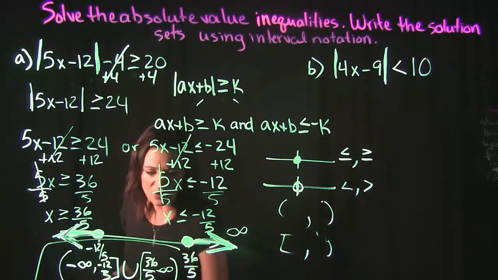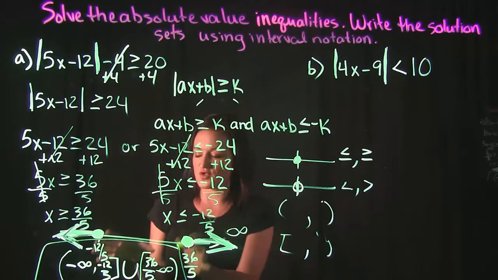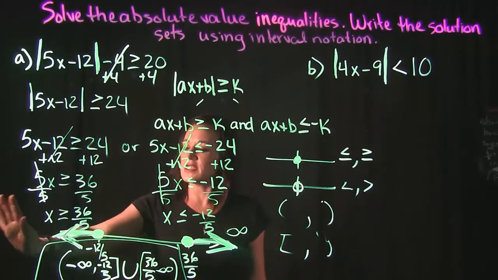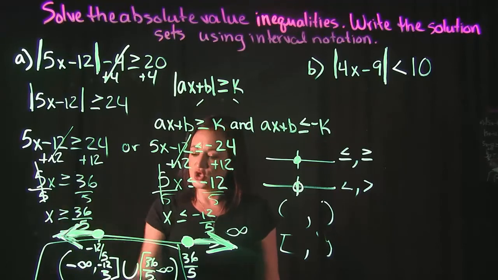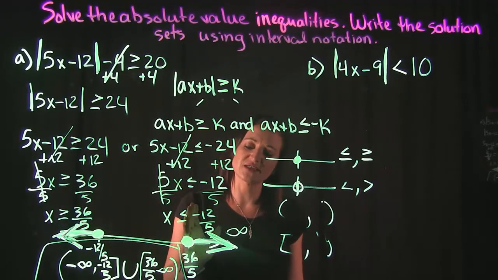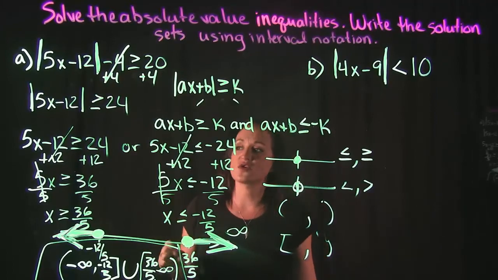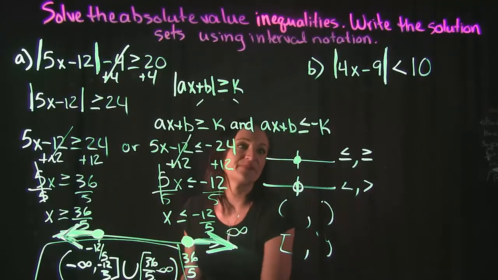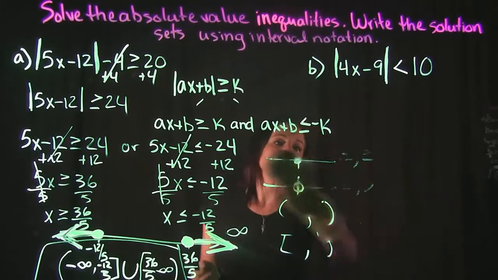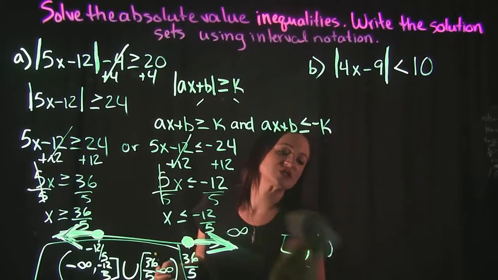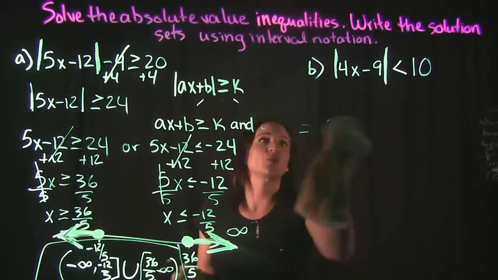So this right here is my interval notation for the problem. Negative infinity to negative 12/5, union 36/5 all the way to positive infinity. So that's what our interval notation will look like for example A. Let's take a look at example B and let's see what's going on with that particular one here.